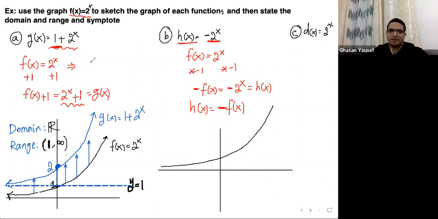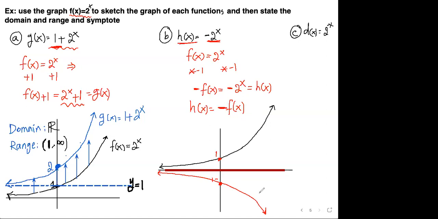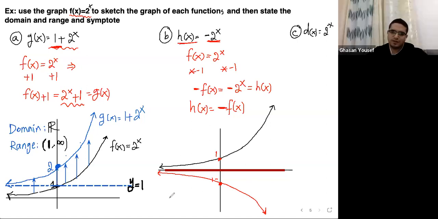Okay, now we're going to reflect around the x-axis, because my mirror is my x-axis, because we have minus here. The minus means we have to reflect around the x-axis. Now all the points will be reflected. So this point is 1, so it should be minus 1. And all the points here will be reflected, so it's going to be something like this. So what is my asymptote? y equals 0, for the red curve, exactly. So the asymptote is y equals 0.